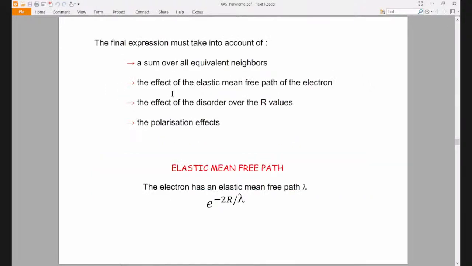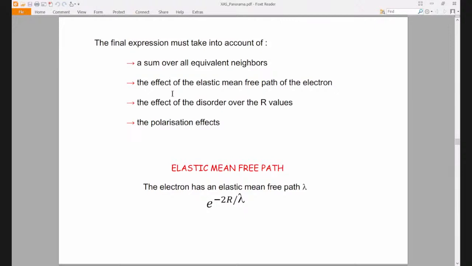Now, this simple expression describes only the effect of two atoms. We have to make some computations. If there are many atoms, we have to solve for all of them, because all the processes are independent. The back and forth process with one atom is independent of the other atom, and so on and so on. So we have to make a sum of all the equivalent processes.